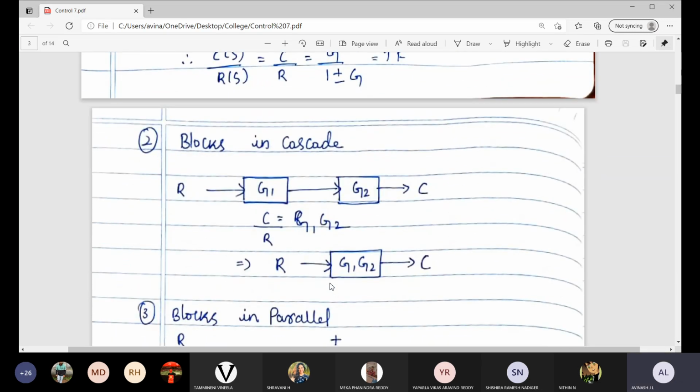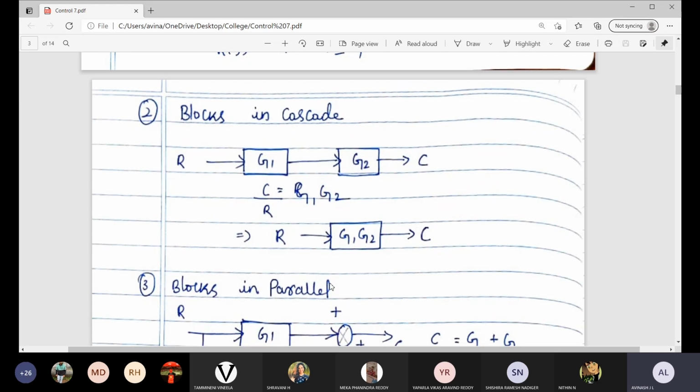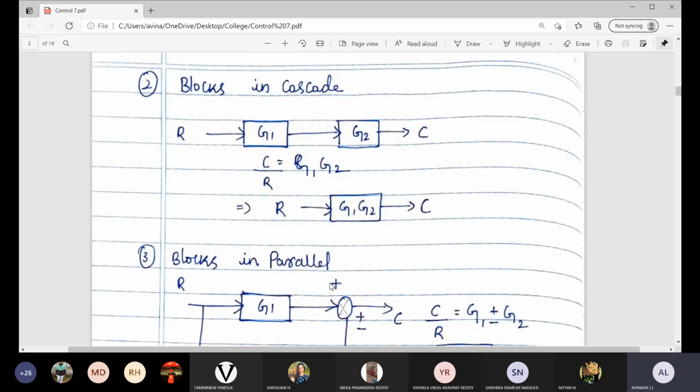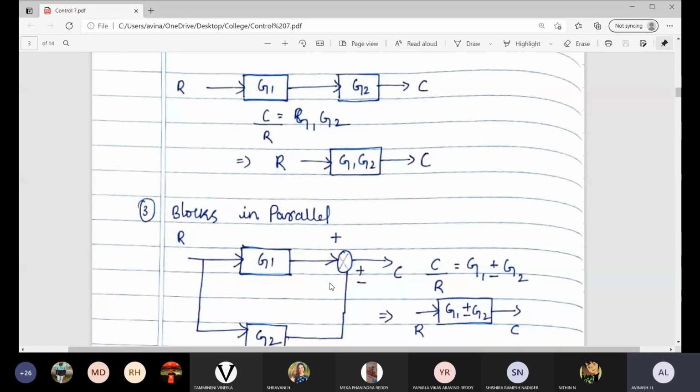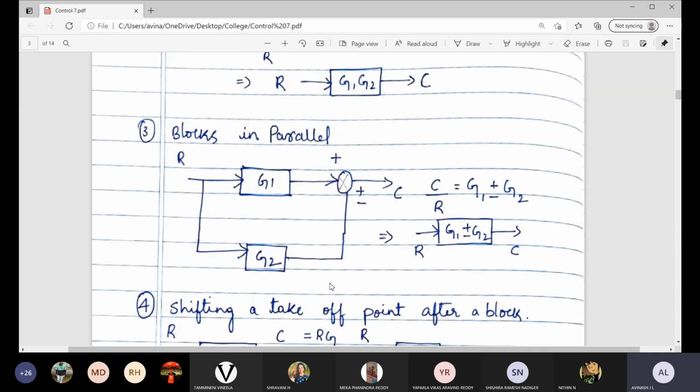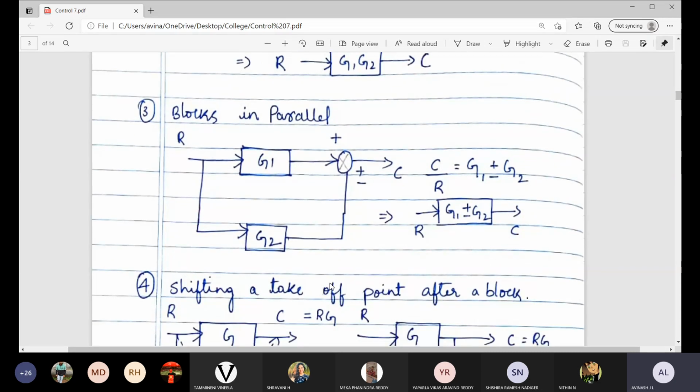So now the second step, the blocks which are in cascade. Cascade means what? Just a multiplication of both. So that is very simple. The next thing is what? Blocks which are in parallel. So when the parallel blocks are there, what exactly are you going to do? You are going to do the addition.